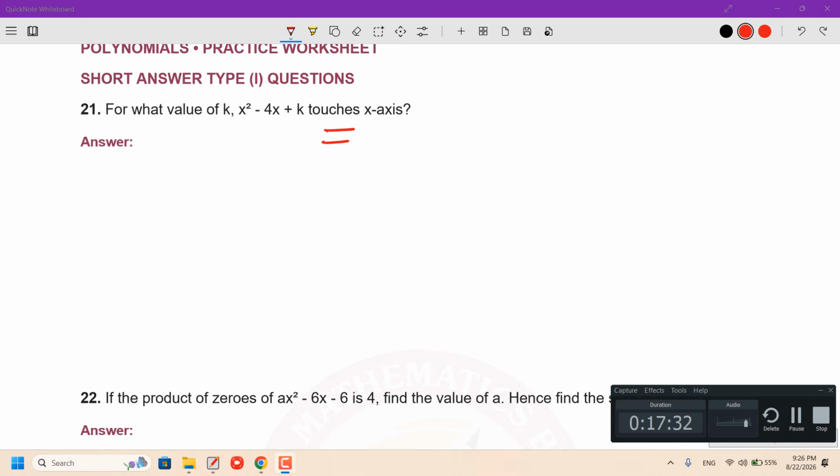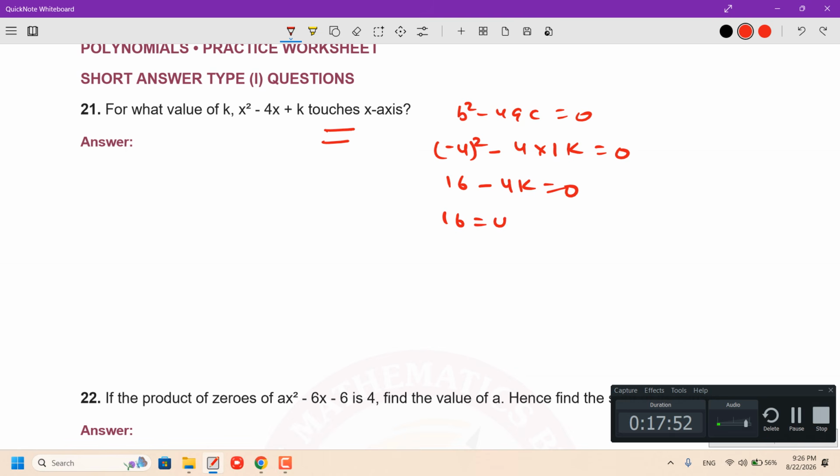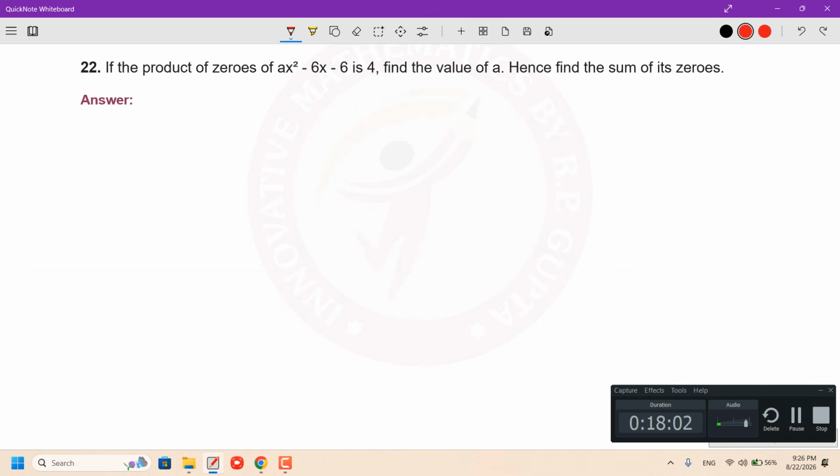So when it touches the x-axis, it means b square minus 4ac equal to 0. So b square means minus 4 whole square, minus 4 into a is 1 into c is k, equal to 0. So 16 minus 4k equal to 0. So 16 equals 4k. So k equals 4. Next, the product of zeros is 4. Find the value of a.